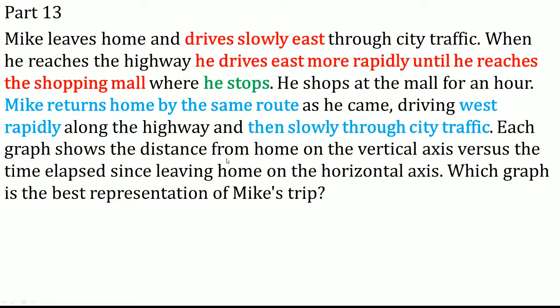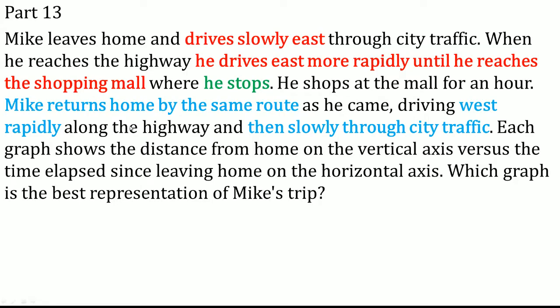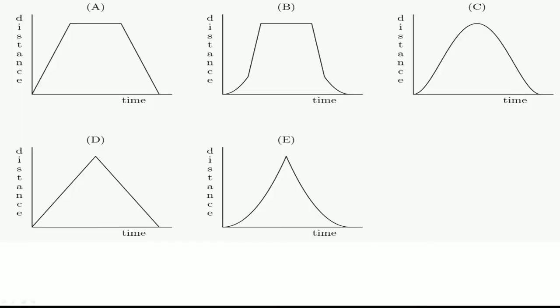Then he returns home on the same route as he came, driving west fast. Then he slows down. So, hey, let's just write this down. So, it looks like he is going slow, right? Positive slowly, positive, because he's going east, right? So, north, south, west, east. Okay, here's the number line.